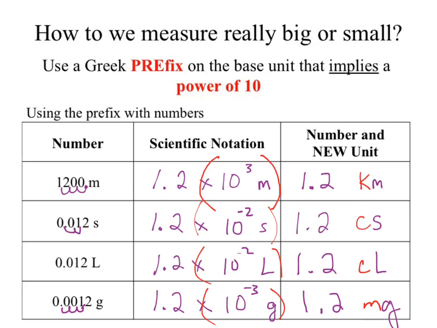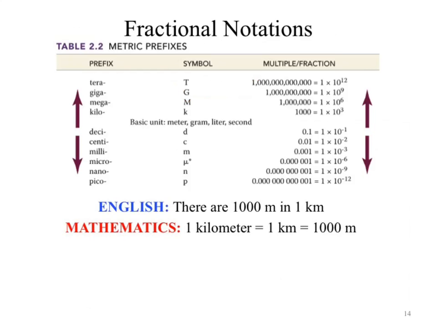So what we want to do is come up with a more generic form for solving these things. By doing that, we're going to take a look at our prefixes and try to mathematically manipulate these into something useful. When we look at the English, there are 1,000 meters in 1 kilometer. Mathematically, it means the next statement: 1 kilometer, 1 km, equals 1,000 meters. We can manipulate that equation around a little bit.